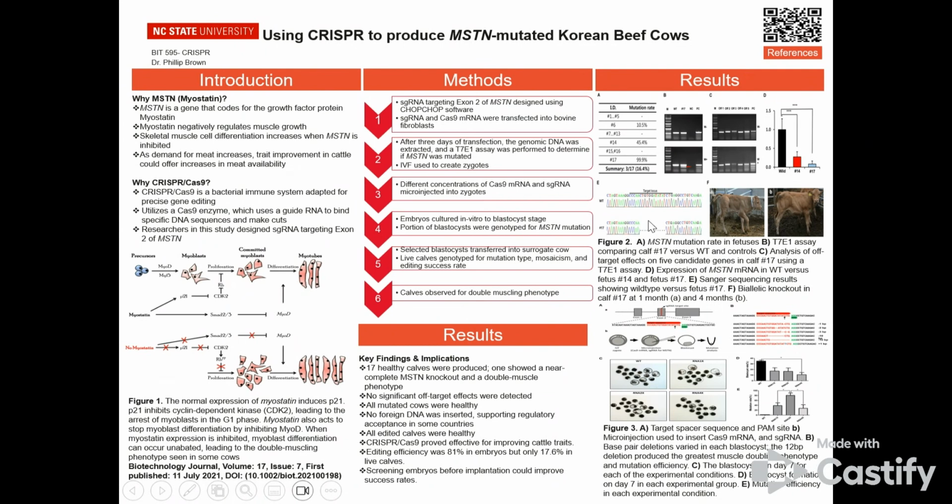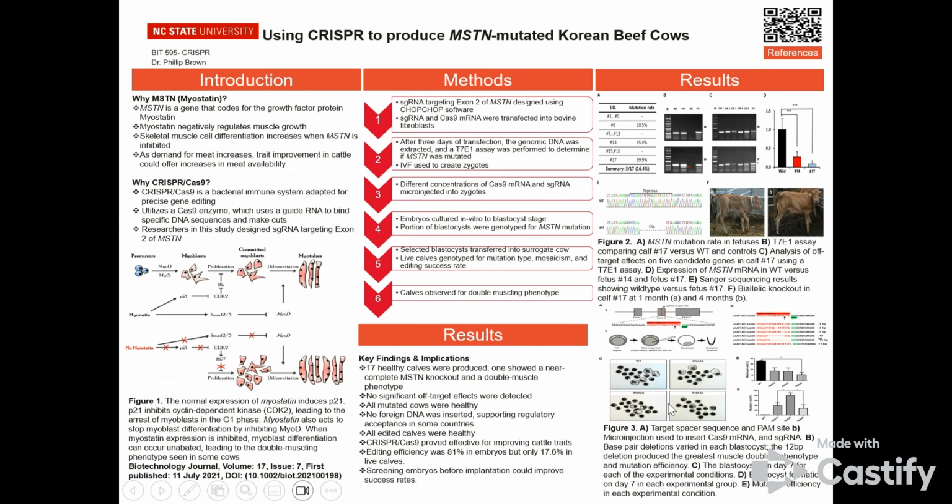Now moving on to 2E, as you can see, this is Sanger sequencing that was performed to determine what was cut and if it matched. So you have a 12 base pair deletion, which was observed in calf 17, which is why it had such a strong phenotype of double muscling. And you can see over here, at 1 month, the cow number 17, and then at 4 months in B, and you can see the increased muscle.